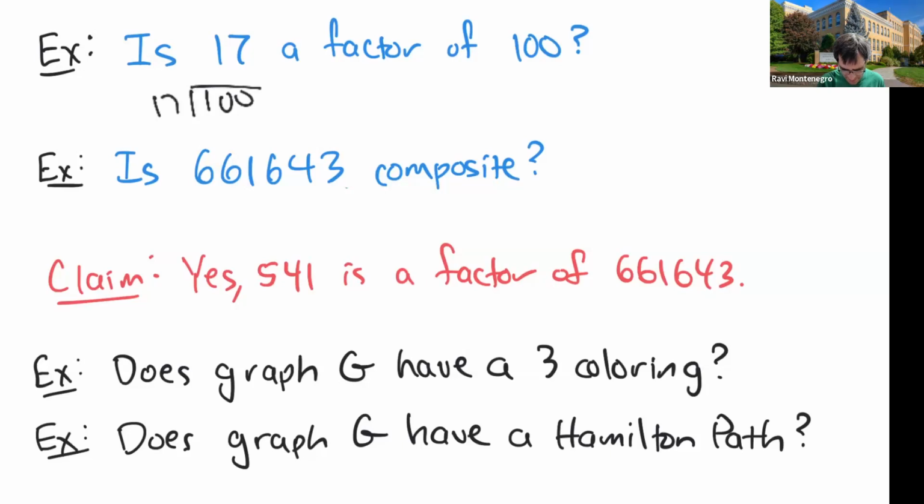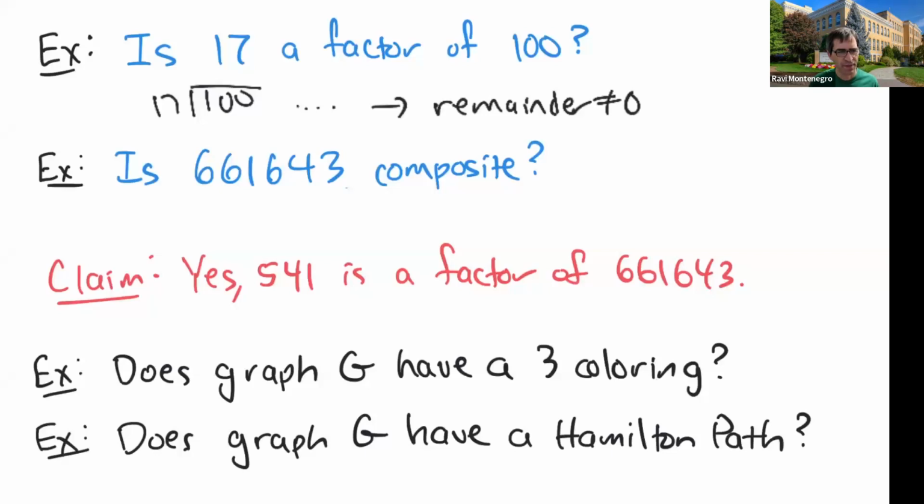$100 divided by 17. Do some work like in high school, before high school, and you'll find it has a remainder. The remainder will be non-zero. So no, 17 is not a factor of 100. This is something you can do quickly. How about this next question?